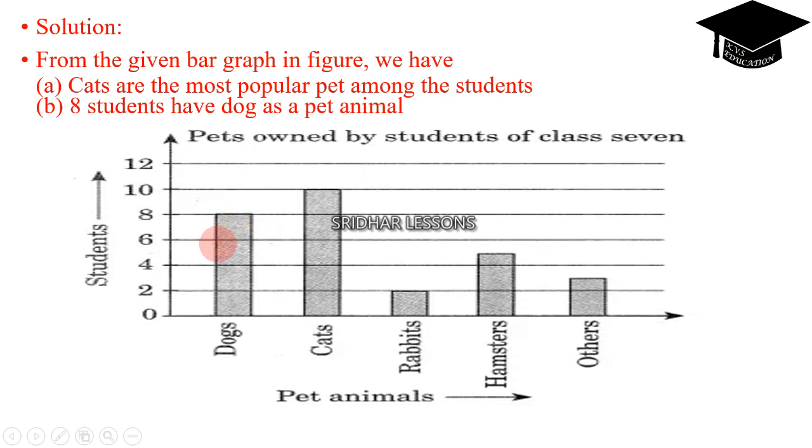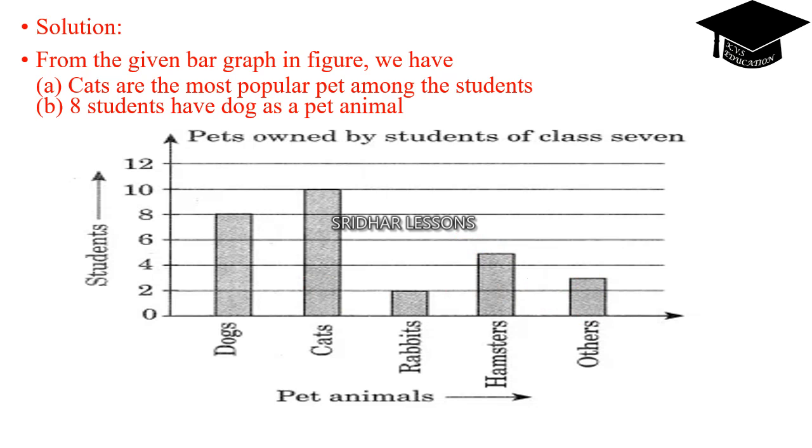Not only the questions asked by the textbook, we can even give the answers for rabbits, 2 students; hamsters, it is between 4 and 6, so it is 5; and the others are between 2 and 4, so this is 3. So like that, students, try to empower your knowledge. Not only the textbook questions, you have to raise questions yourself and try to answer them.